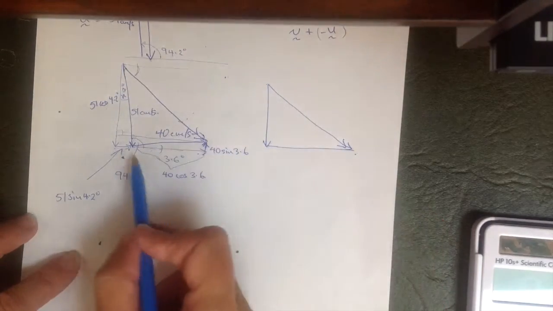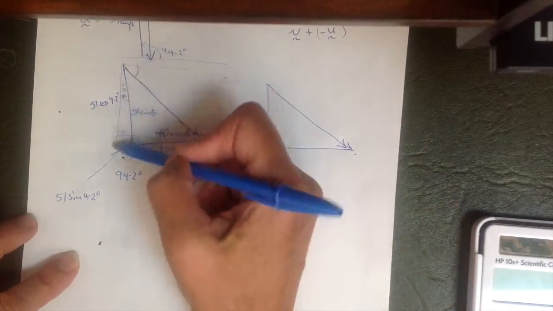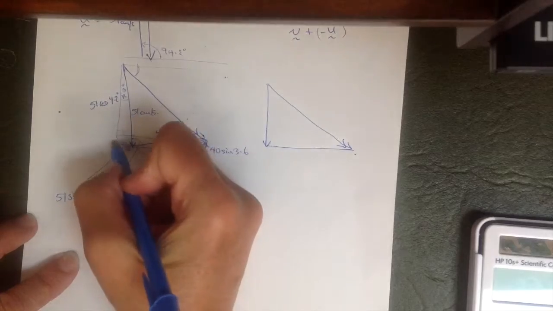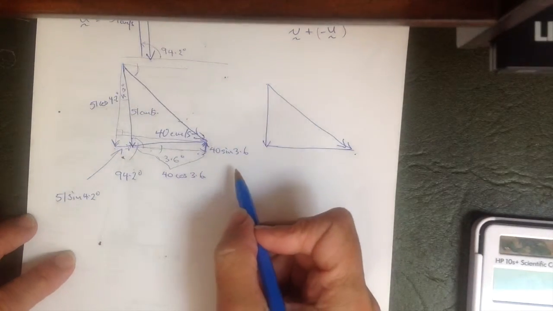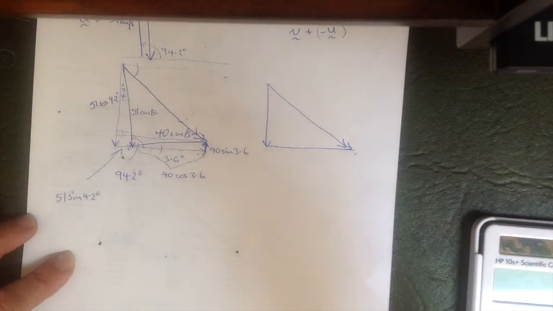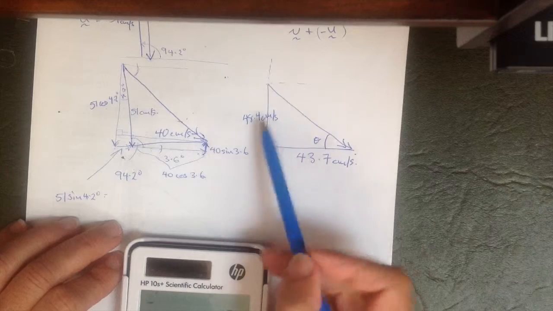This value here is going to be that plus that. This value here is going to be that take away that. And that's just looking at the different arrows that we've got. Okay, I'm going to do those numbers and I'll be back in a minute. Okay, I'm back and I've done some calculations.